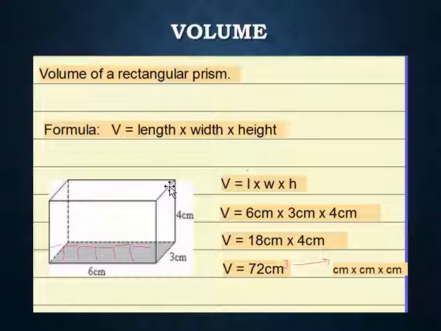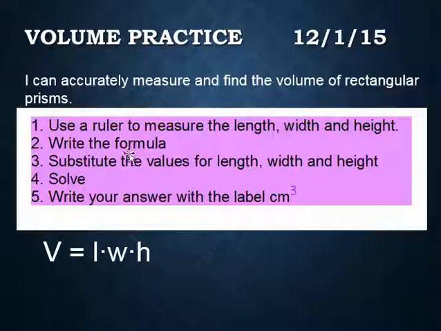To find the volume of a rectangular prism, you have to use this formula. Volume equals length times width times height. In order to do that, use your ruler, find the measurements of each side, and then you label your answer as centimeters cubed. And we practiced doing this in class.